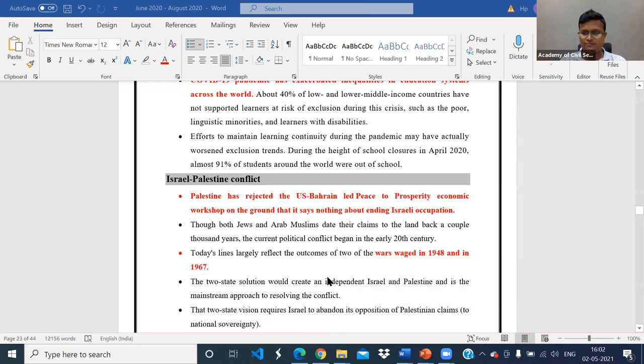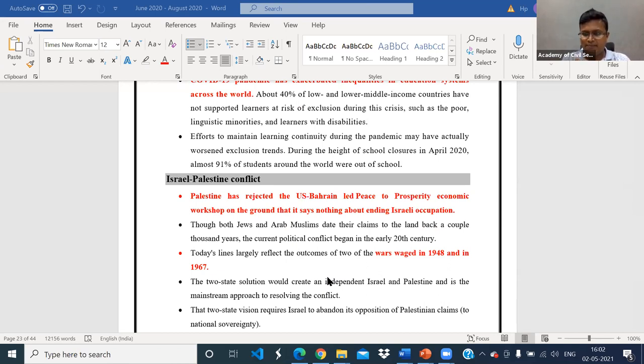Israel-Palestine conflict. And obviously we remember that Palestine was an Arab country, and Israel is a Jewish country. Israel occupied the Arab land and established the Jewish country. It was recognized by the UN in 1947.